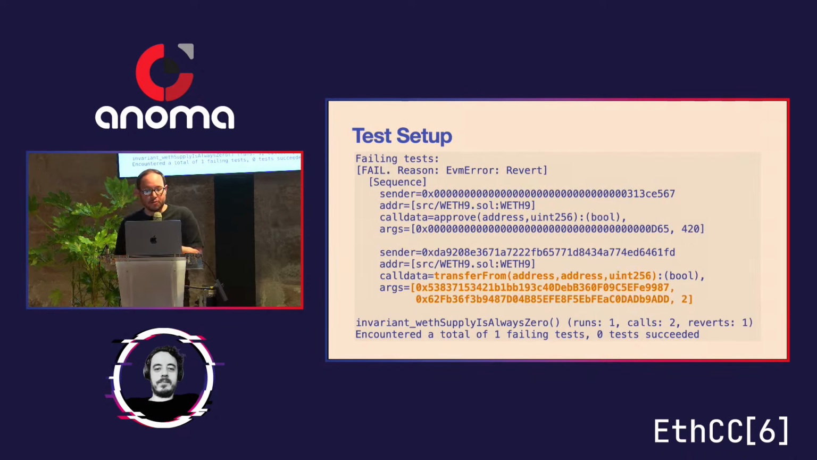Here the call that is reverting is this transfer from, probably because the caller hadn't made an approval, right? So the from address hadn't made an approval for this sender address to transfer their ether here.